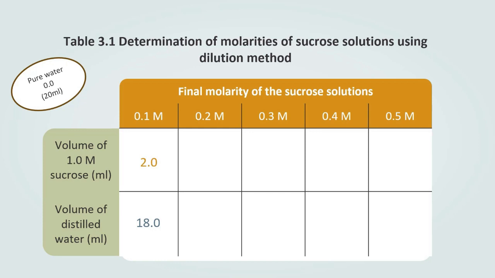Now with that in mind, you can calculate all of the other molarities of sucrose solution, 0.2, 0.3, 0.4 and 0.5, by just substituting the M2. Once you get the value for each of them, you can just minus 20 minus the volume of the sucrose stock solution, and you should get the volume of the distilled water needed also.